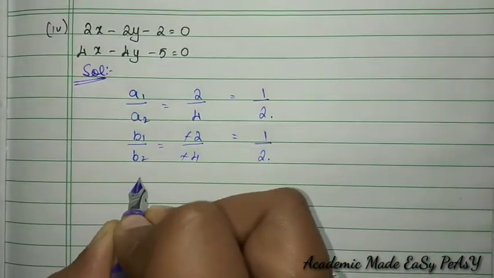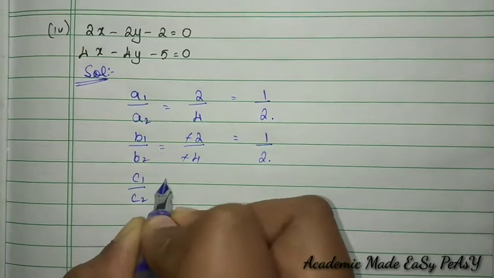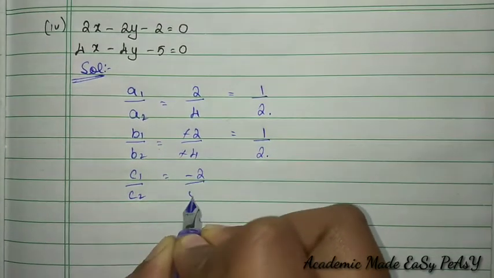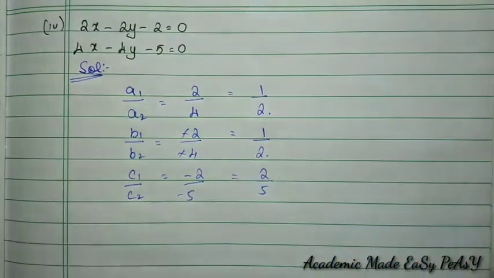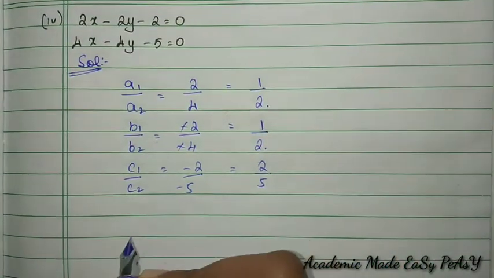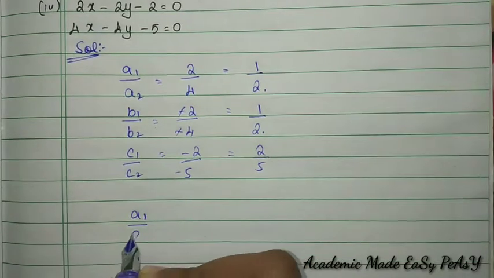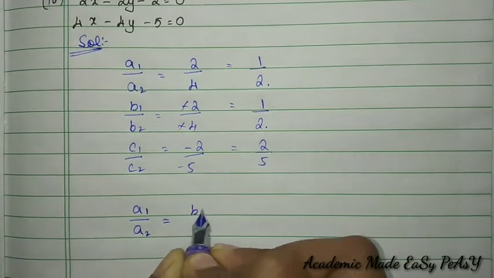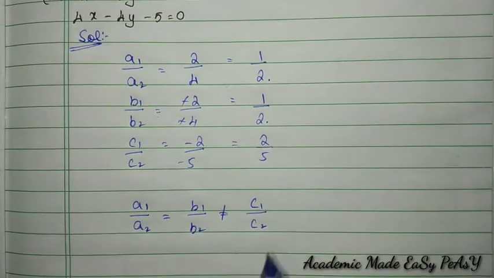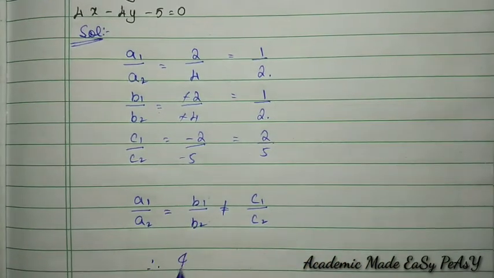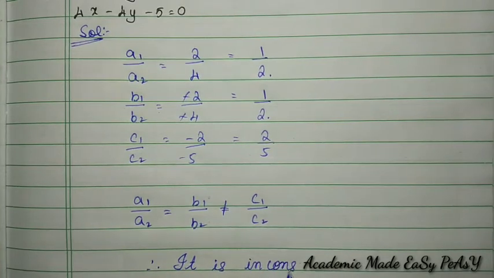So therefore next I will move on to C1 by C2. Minus 2 by minus 5 is 2 by 5. So 1 by 2 is not equal to 2 by 5. So therefore I will say that A1 by A2 is equal to B1 by B2, not equal to C1 by C2. So therefore it is inconsistent and it is parallel, so it does not have any solution.